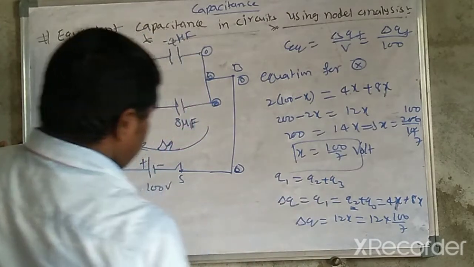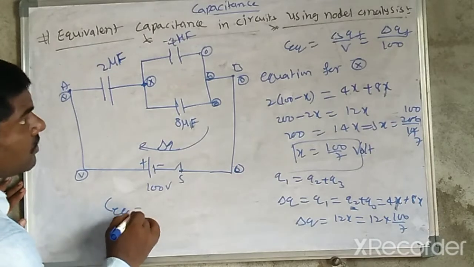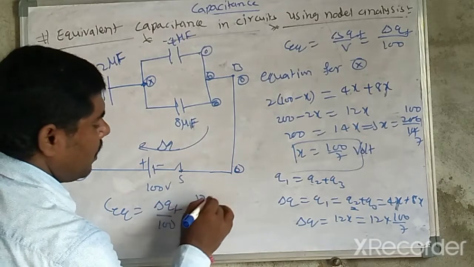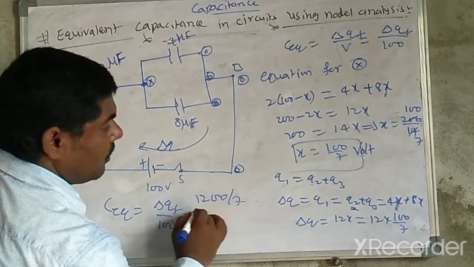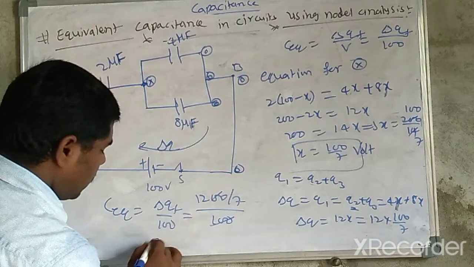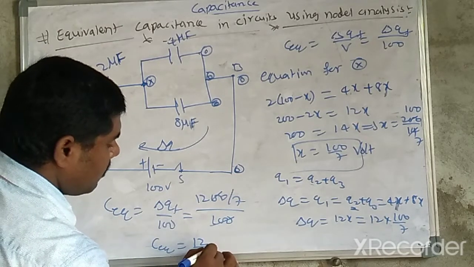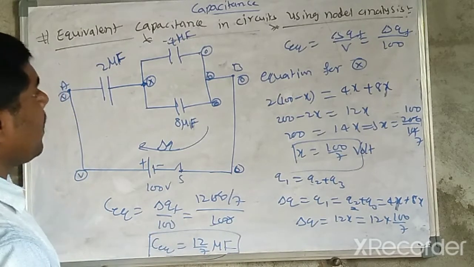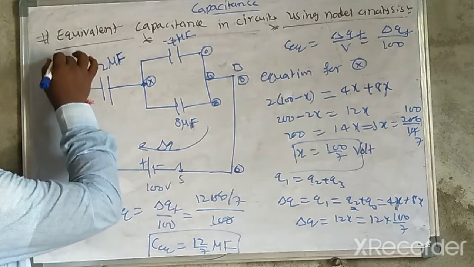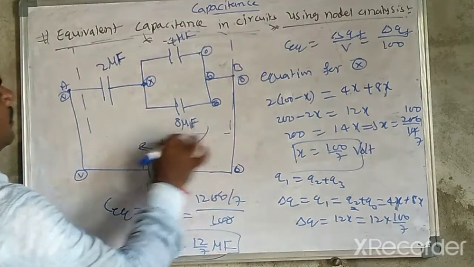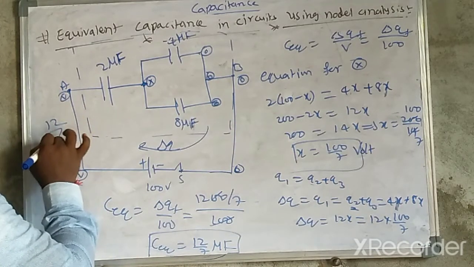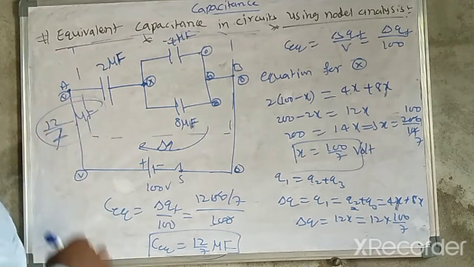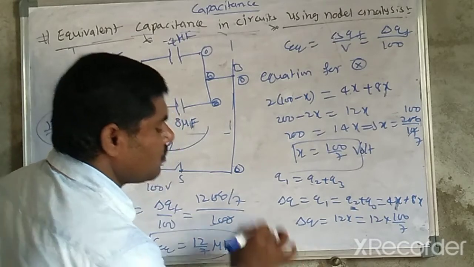This is the charge value. So what are they asking here? C equivalent is equal to Q final divided by 100. Q final is nothing but 1200 divided by 7, divided by 100. So C equivalent is equal to 12 by 7 microfarad. So the C total of this combination is 12 by 7 microfarad. This is the answer to the question.